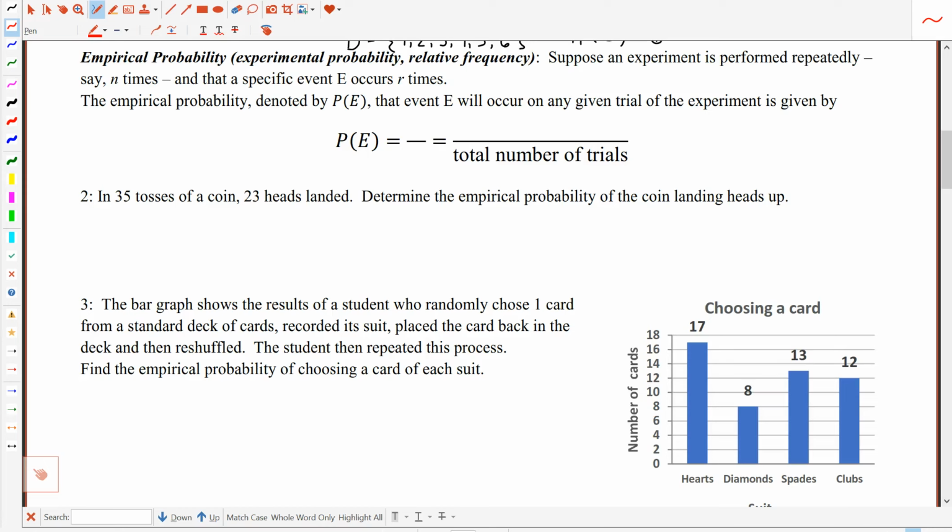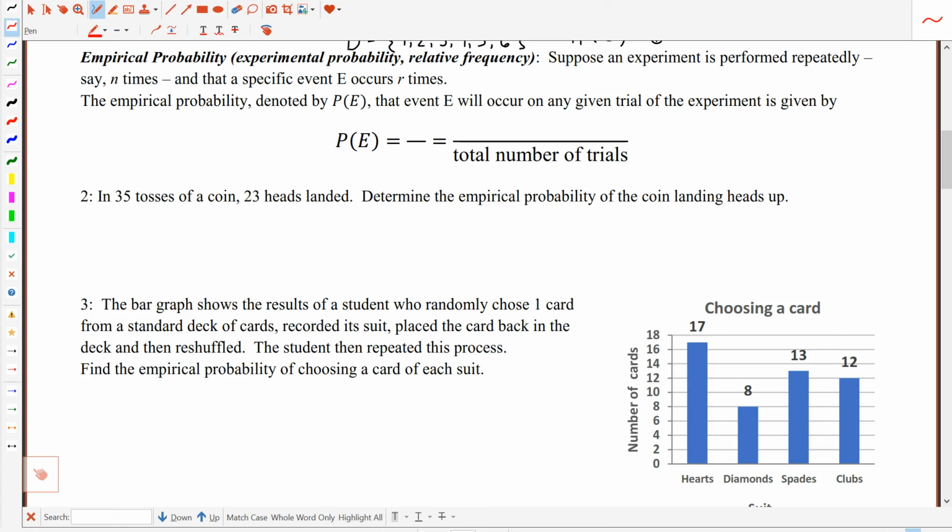So now that we've looked at some basic vocab, just what a sample space is and how the outcomes are related to an event, let's take a look at our first type of probability, which will be an empirical probability. It's sometimes referred to as an experimental probability or relative frequency. So we're going to perform an experiment repeatedly, so let's say n times, and that we're keeping track of a certain event, and that event, E, occurs R times.